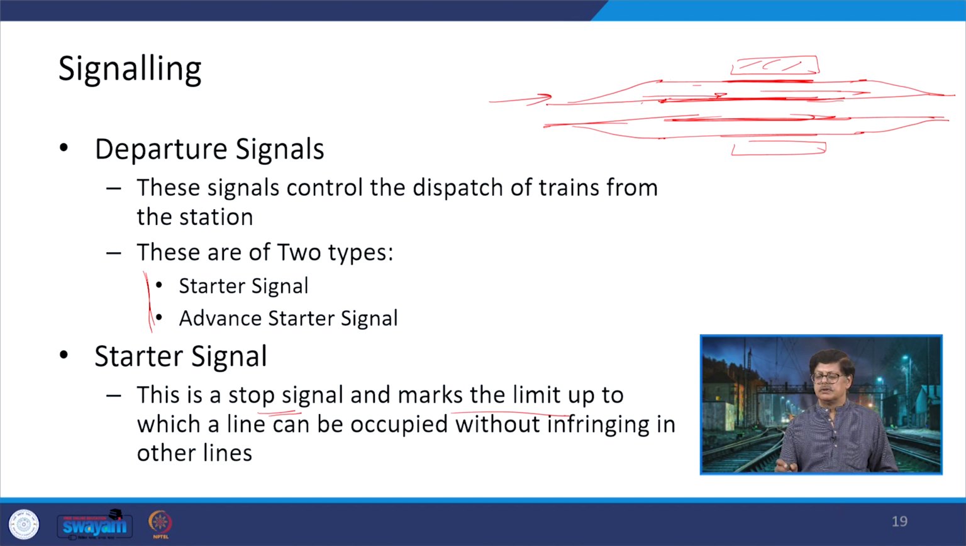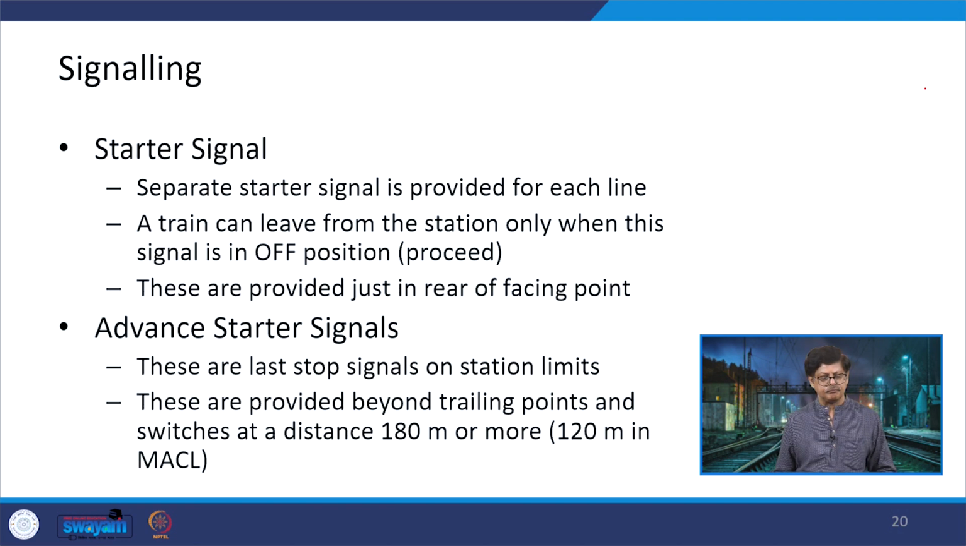In this case, when the train is standing say here, there is going to be a signal at this point. This is a stop signal which marks the limit up to which a line can be occupied. So, the line is being occupied only up to this distance before it. The train cannot go and stand like this here. This is not allowed. A separate starter signal is provided for each line. A train can leave the station only when this signal is in the off position, which says proceed.